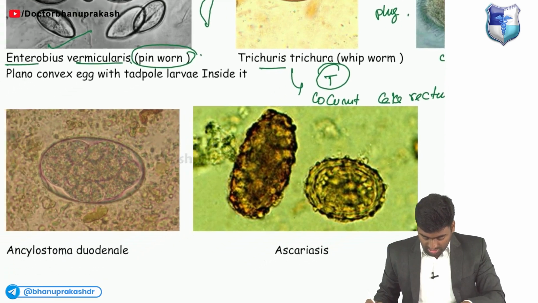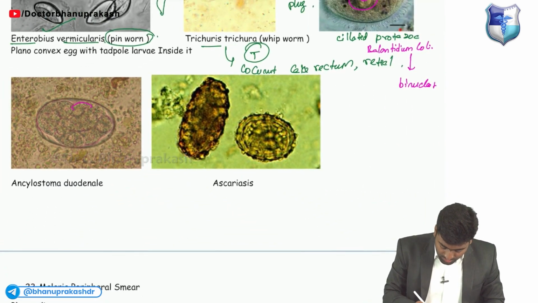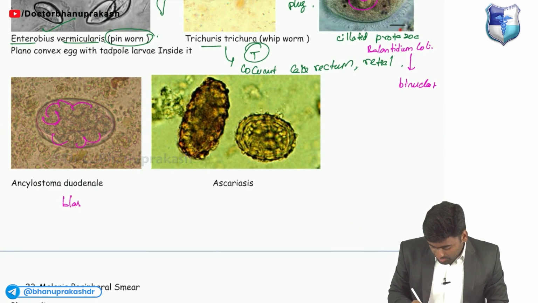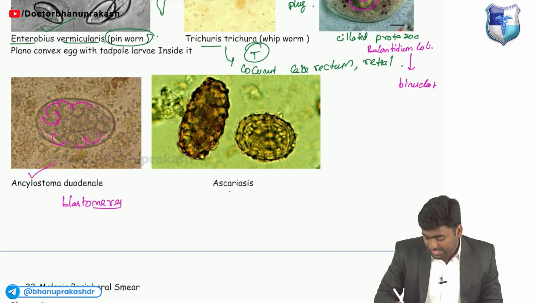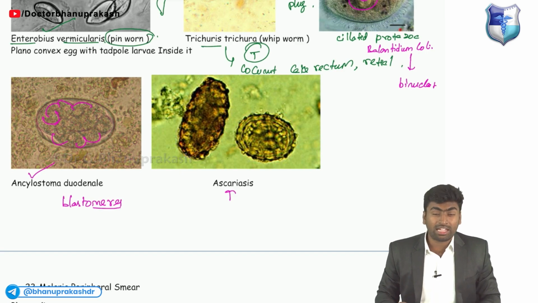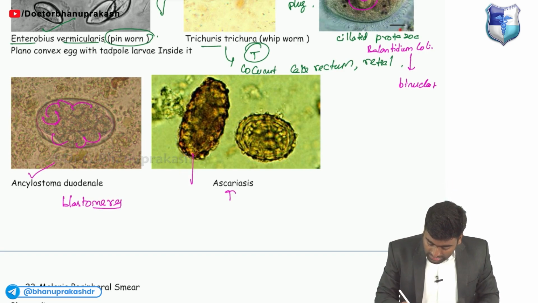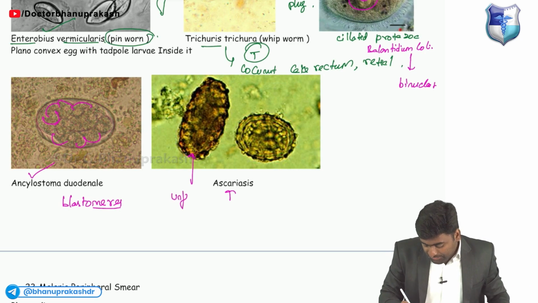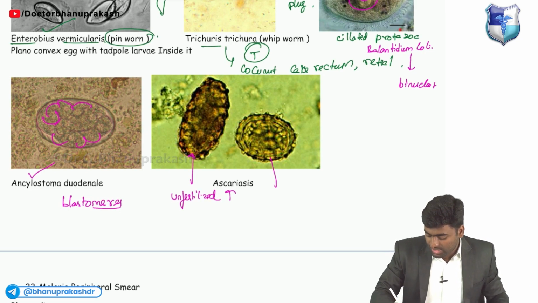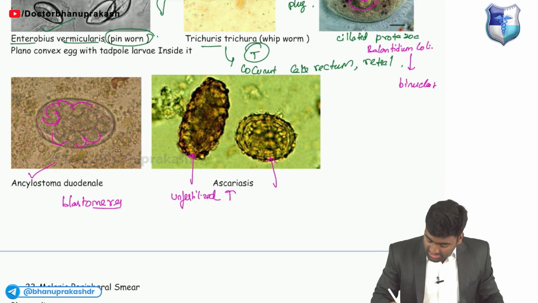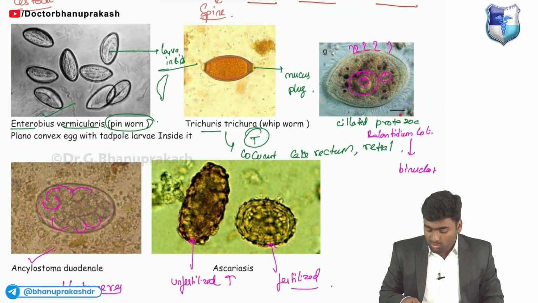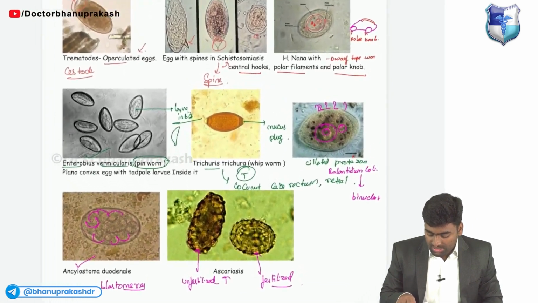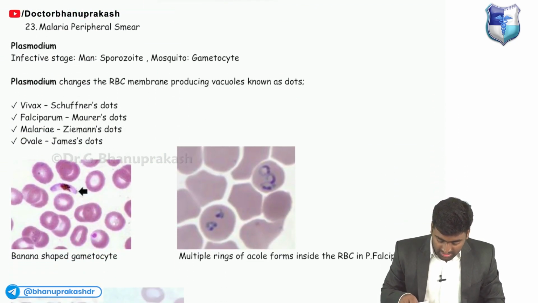Then if you see this kind of segregations inside the egg, blastomeres, it will be seen in a case of Ancylostoma duodenale. And next, in a case of ascariasis, there will be two types of eggs. If you see this type of rugged or rough eggs, it will be seen in unfertilized ascaris eggs, whereas a smooth edge will be seen in fertilized ascaris eggs. So most of the images will be asked from this part only. Make sure you are reading it or taking it correctly.